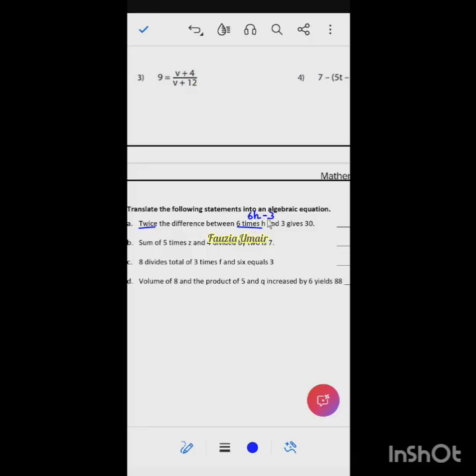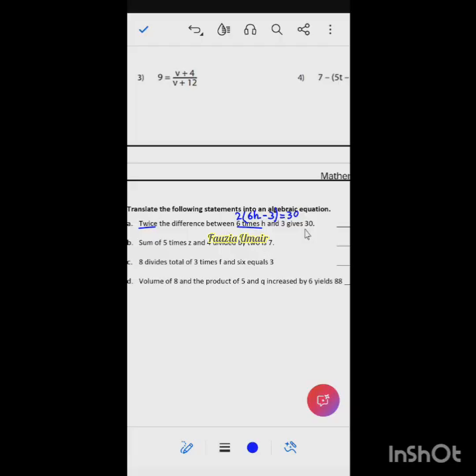And twice the difference. So how will we write twice? We will multiply this whole with 2, right? Equals to 30, gives 30. It means it is equal to 30, right? Is it clear? Yes, ma'am.